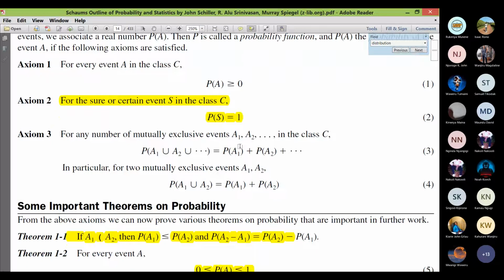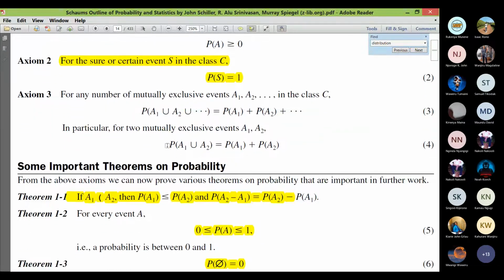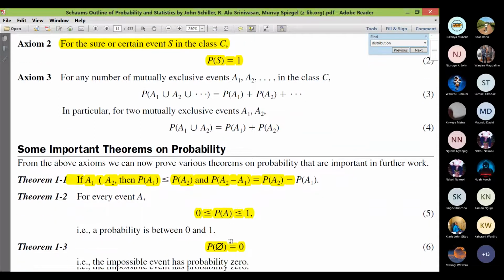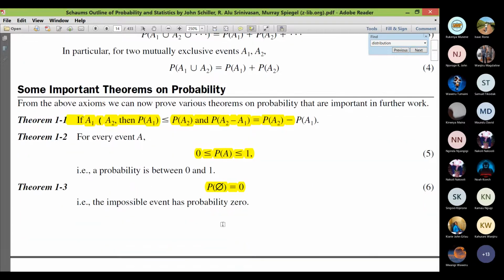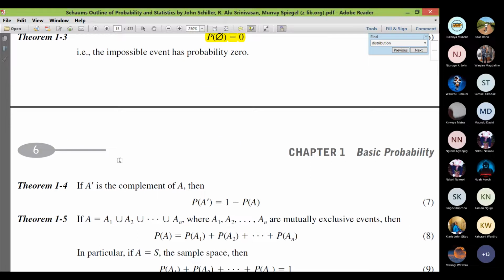This point should have been listed here as one of the theorems. So remember that. If you're asked for the properties, include this one also. Then you also have this one. Then you go down. You have this one of impossibility. Then you go down. That for the complement of A, the probability of A complement is 1 minus the probability of A itself.